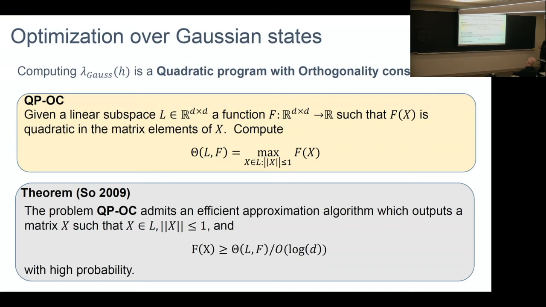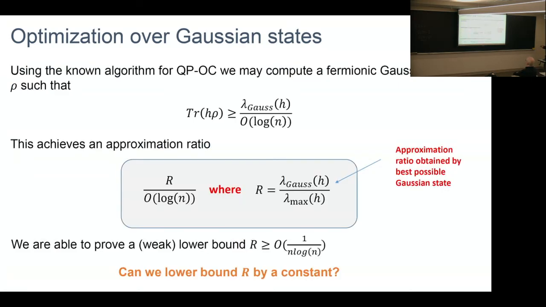Okay. So putting this together, what it says is that we can always compute a Fermionic Gaussian state efficiently that gets a 1 over log n ratio to the maximum Gaussian energy. Not the maximum energy, the maximum Gaussian energy. Okay? So the ratio we get is R over log n, where R is the ratio of the Gaussian energy to the maximum energy. And so now we have to understand what that is. So we have not answered that question yet, right? Like for the qubit case, we know that the maximum product state energy divided by the maximum energy is at least a 9th. But here we haven't addressed that question.